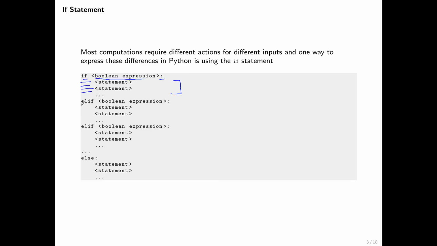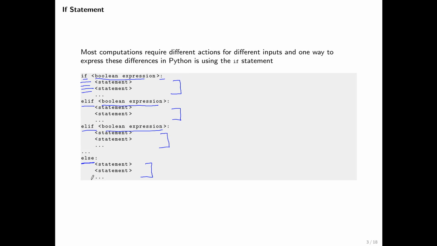And then you have another keyword, elif, which stands for else if, and a Boolean expression, and then colon, and another block of statements. And then you have elif again, a Boolean expression, colon, and another block of statements, and so on. So you can have any number of these elif clauses. And finally, you have an optional else clause. So that's the keyword else with colon, so there's no Boolean expression here. And then a block of statements. So that's the most general syntax for an if statement. You have the if clause, any number of elif clauses, and then finally an optional else clause.